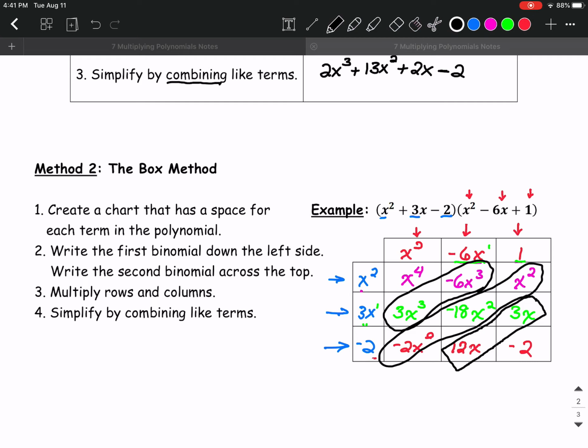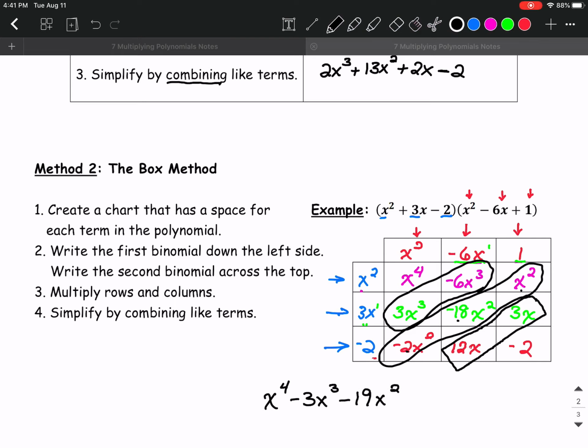But notice we have a lonely x to the fourth. Now, how many x cubes? We have 3x cubed and a negative 6. So 3 and negative 6 is negative 3x to the third. And if we look at our x squareds, negative 2, negative 18, and 1. Negative 2 and negative 18 is negative 20. Plus 1, that's going to be negative 19x squared.